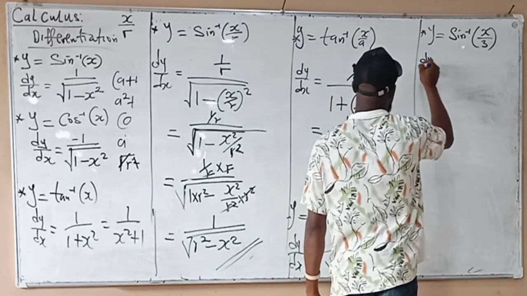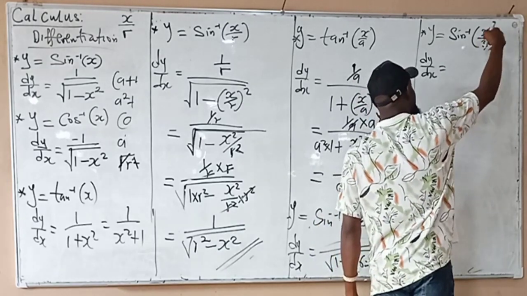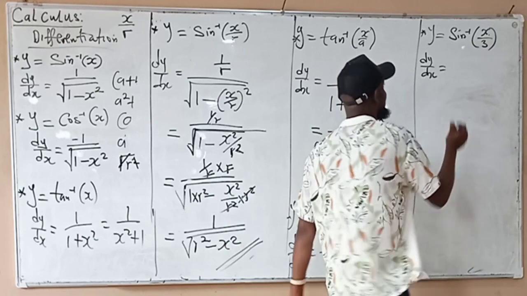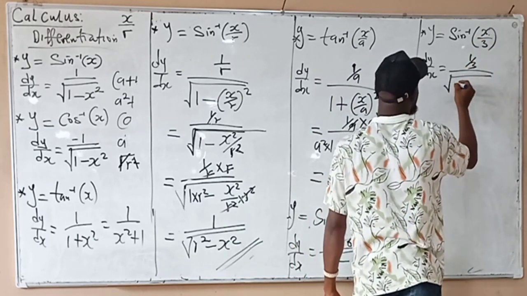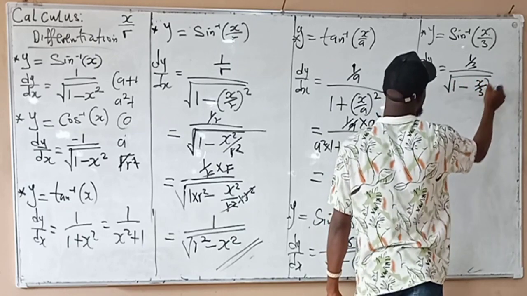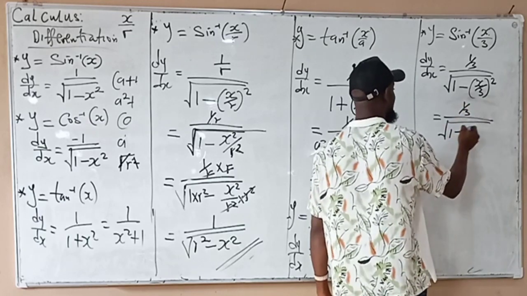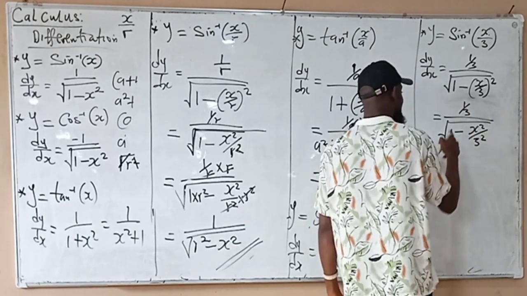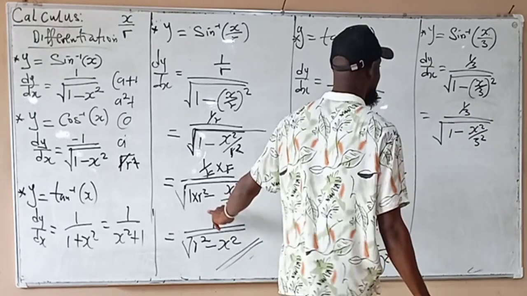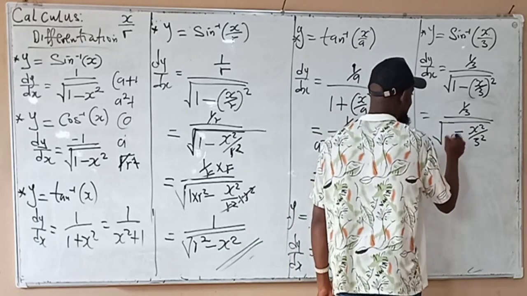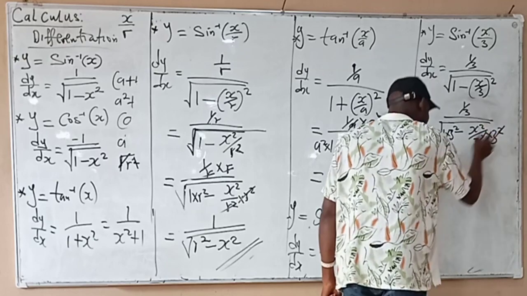So dy over dx for this is going to be differentiating x over 3. There's no x in the numerator, so differentiating x, we're going to have 1. Leave the 3 over the square root of what? 1 minus x over 3, and you square it. So this one is going to give us 1 over 3 over the square root of 1 minus x squared over 3 squared. So remember how to do this now? Can you remember that? We're going to multiply this by 3 squared, and also multiply this one by 3 squared, so that this 3 squared will cancel this one.